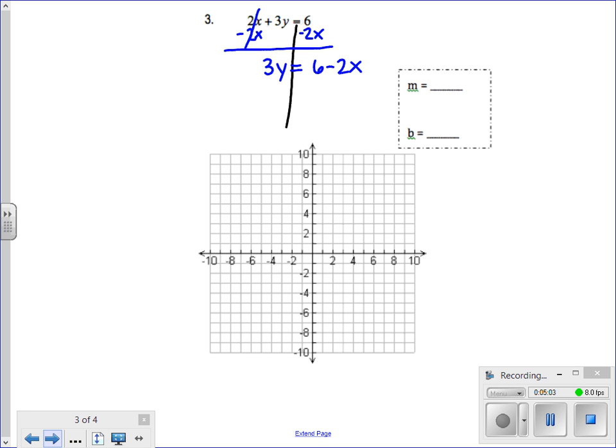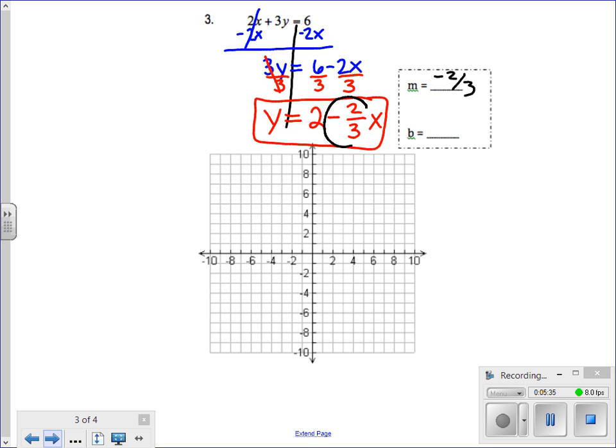Now I have to get rid of the 3. So what I end up doing is dividing every single term in the expression by 3. That gives me y by itself. And y equals 6 divided by 3 is 2 minus 2/3 x. That's actually your final answer because the fraction 2/3 does not simplify. So I end up having the slope of negative 2/3 this time. That negative is included in the slope. And the number that's by itself is 2.